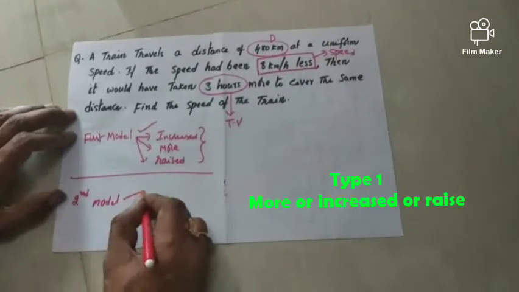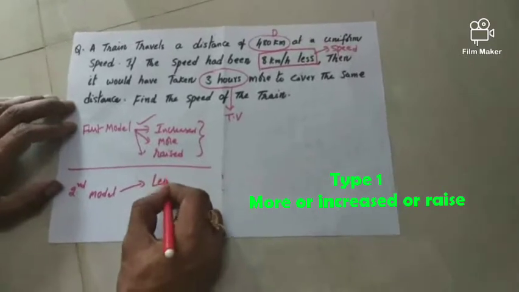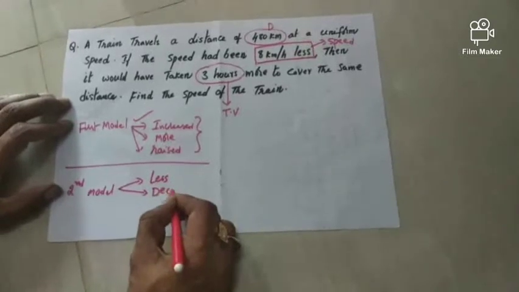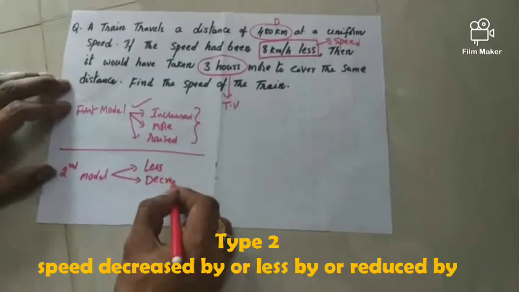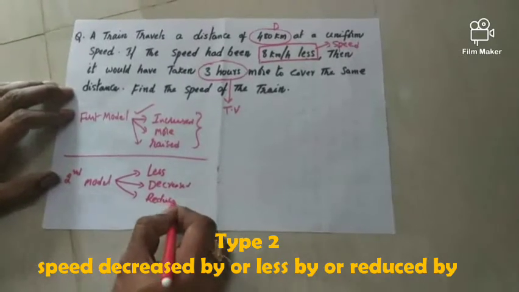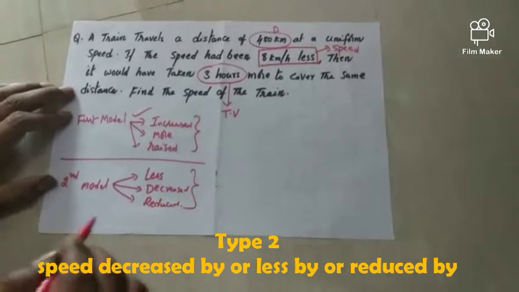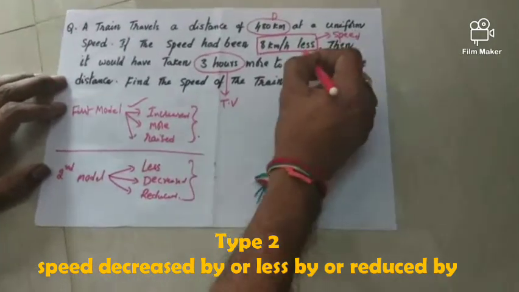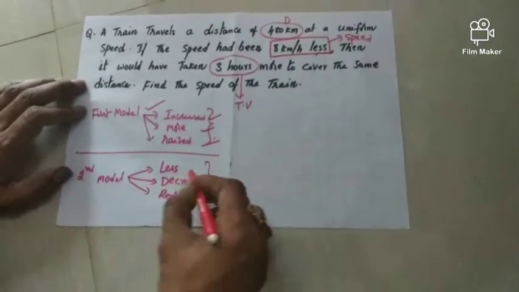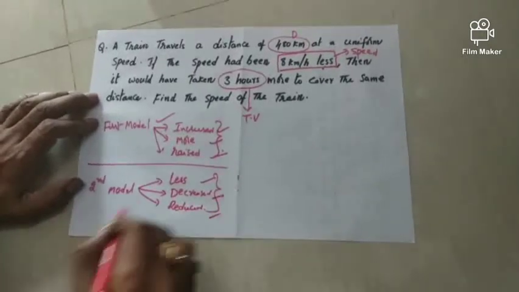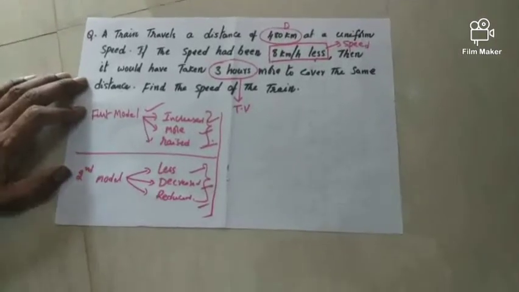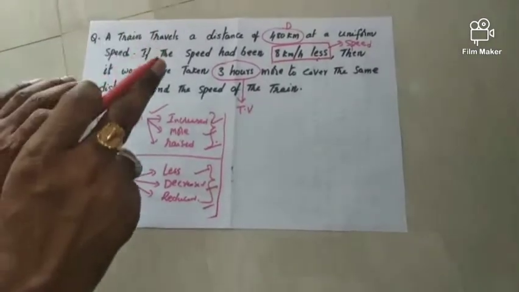If you see the second model, here you will use the words less, or decreased, or reduced. These three also give the same meaning. In the first model, instead of less, he used increased, more, raised, which we discussed yesterday. Today, less, decreased, reduced, so it gives the second model. Now, we are going to discuss the second model of the problems based on speed, distance, and time.